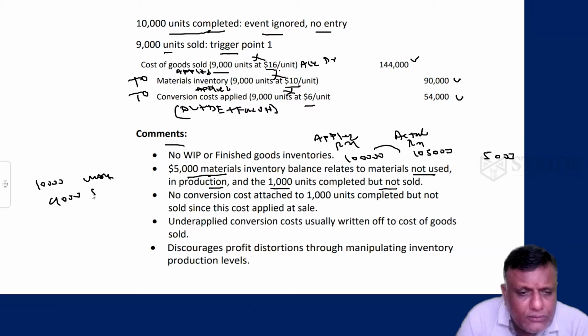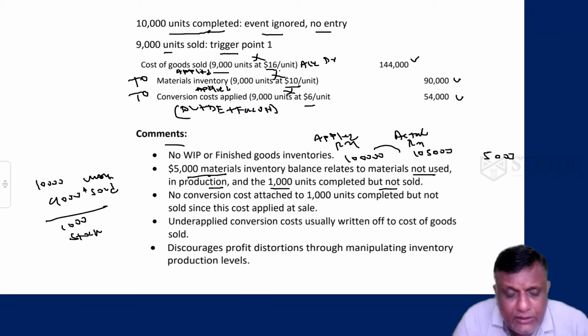9,000 only sold. So balance 1,000 units is stock. In the example I gave, 10,000 units produced, 9,000 only sold, 1,000 stock.